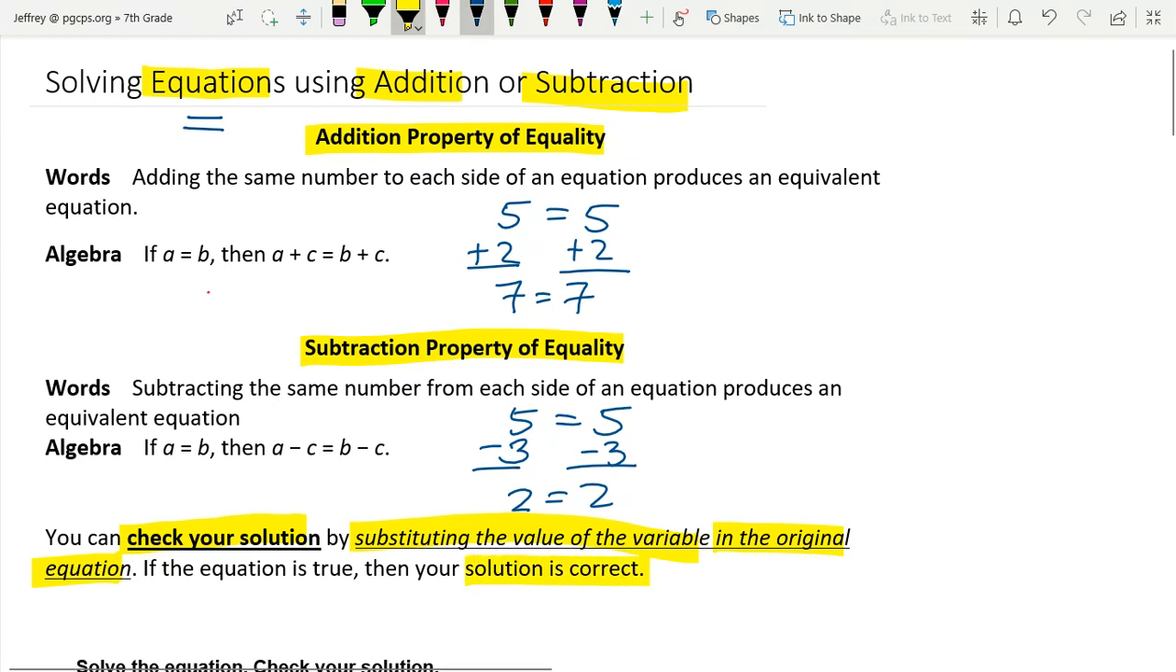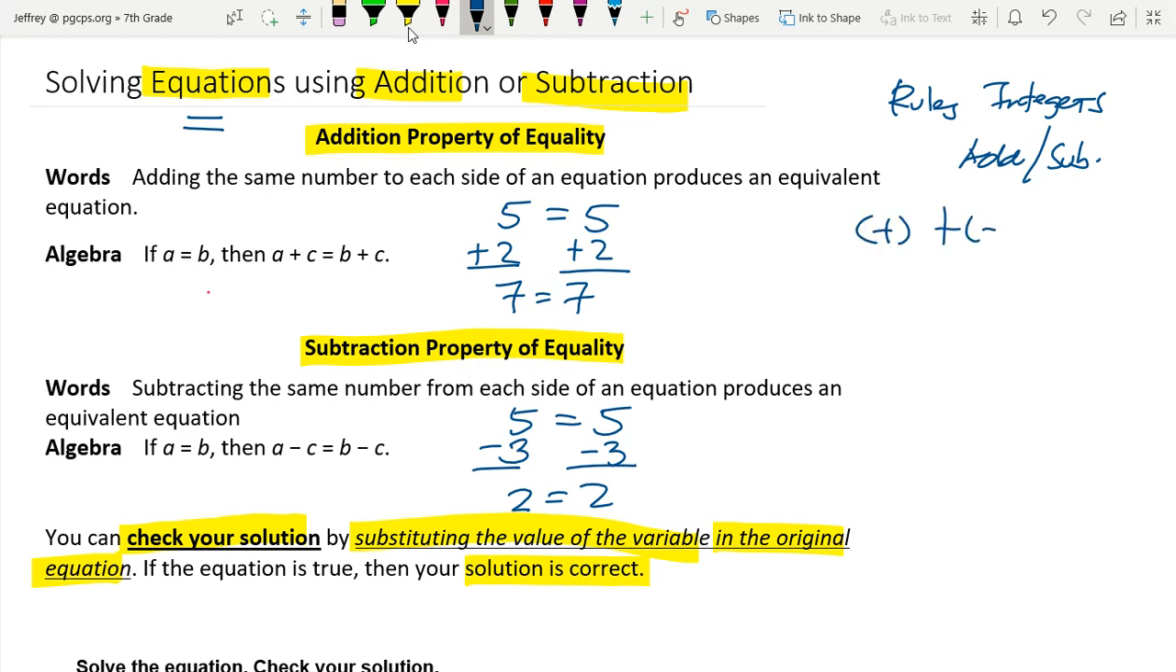So before we move on, remember the rules of integers? Just a very quick review. So, rules of integers in adding or subtracting. When you add positive numbers, you add them up and the sign is positive. If you add negatives, you add the magnitude and the sign is a negative.